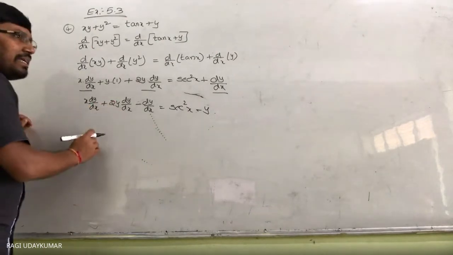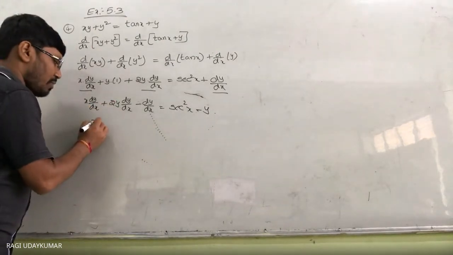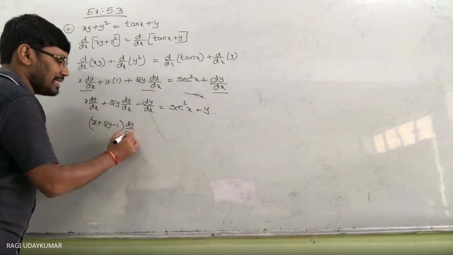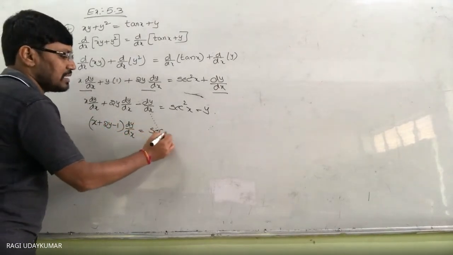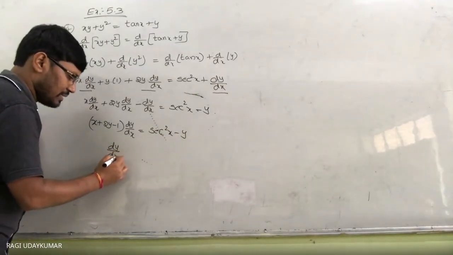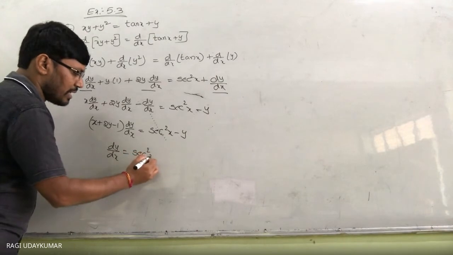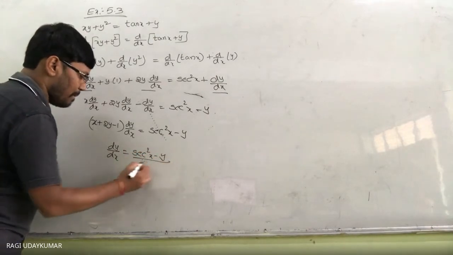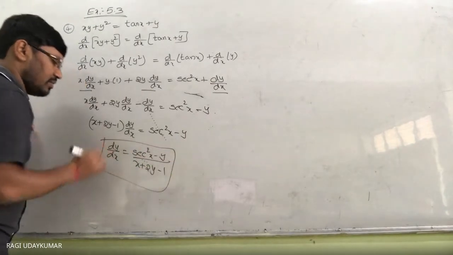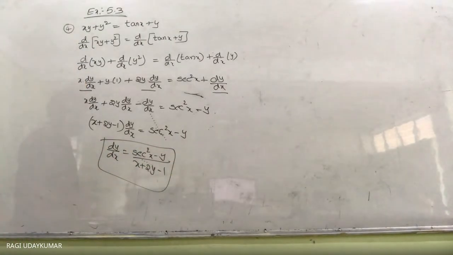So from this dy by dx you take the common. When you take the common, (x plus 2y minus 1) into dy by dx is equal to secant square x minus y. So from this, dy by dx is equal to (secant square x minus y) by (x plus 2y minus 1).